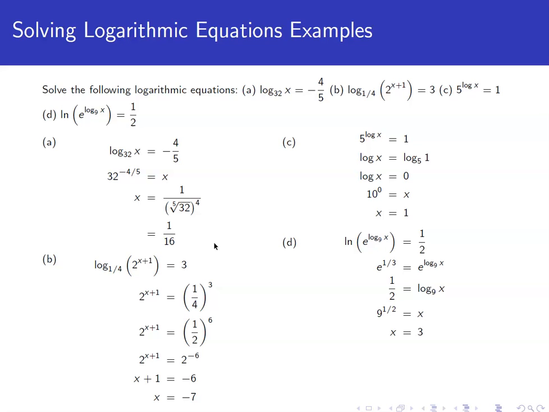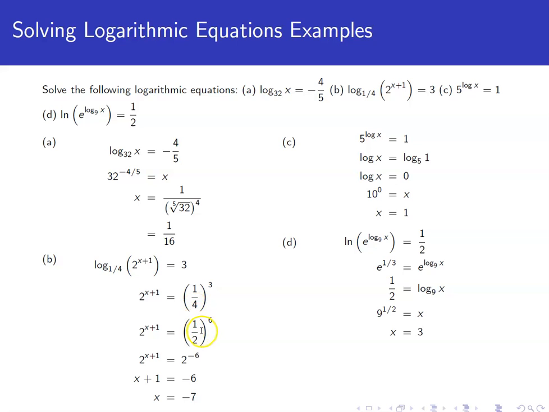For part B, we have log base 1/4 of 2 to the x plus 1 equals 3. 1/4 is our base. 3 is our exponent. So we get 1/4 cubed equals 2 to the x plus 1. And now we'll solve this exponential equation like we've done before. We'll get the same base on both sides.